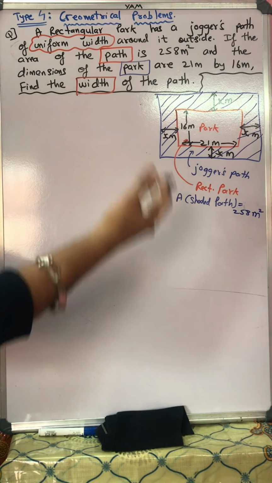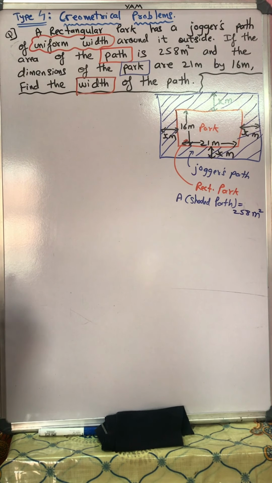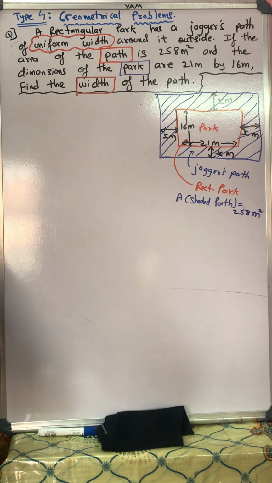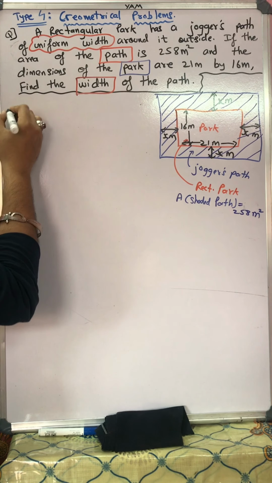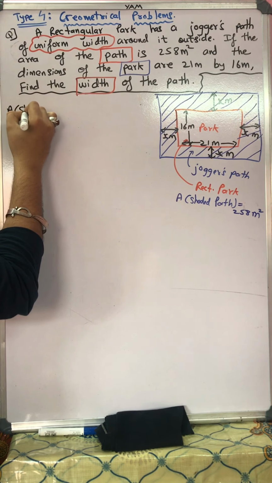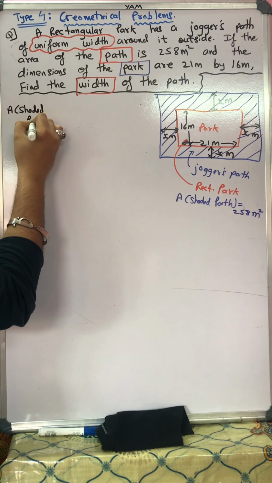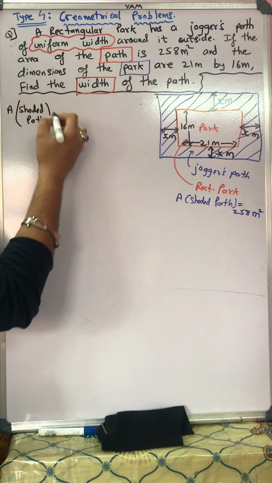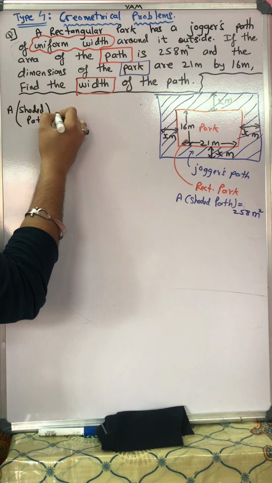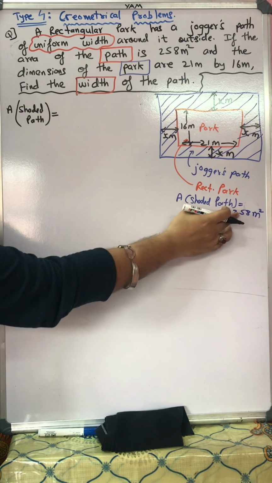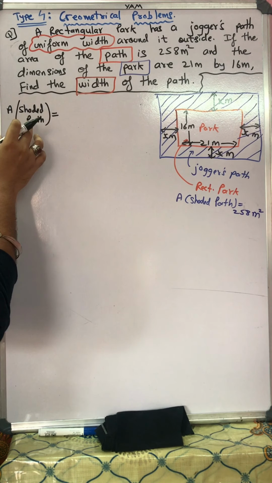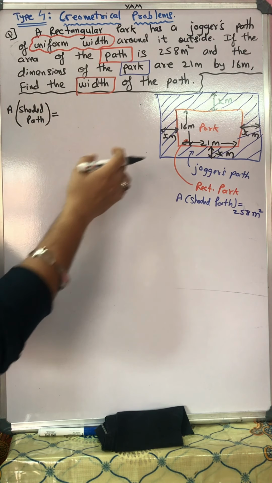Okay, how will we proceed with this question? How will we move on? The biggest given data for us is the area of the shaded path. So I'm starting my question from this part. Area of shaded path is given to me as 258 meters square. Now I'm starting my solution with the area of shaded path.